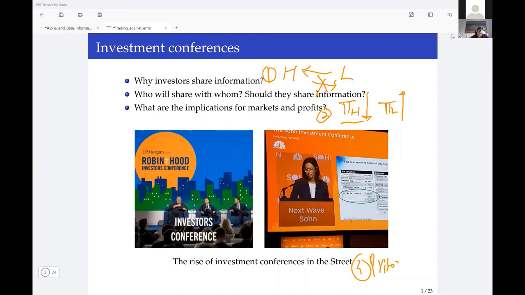So that's basically what we found. If you come back to this setting, the investor conference setting, our model can tell you who will be the speakers on the podium and who will be in the audience.